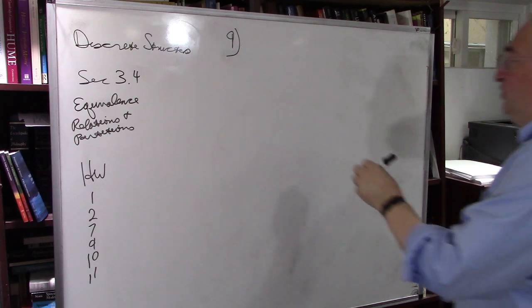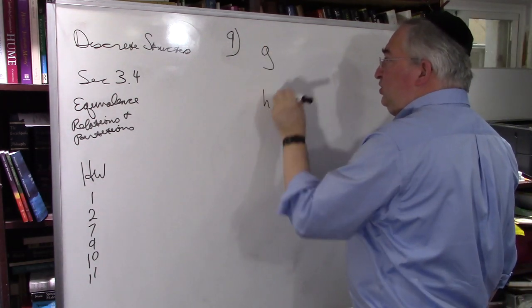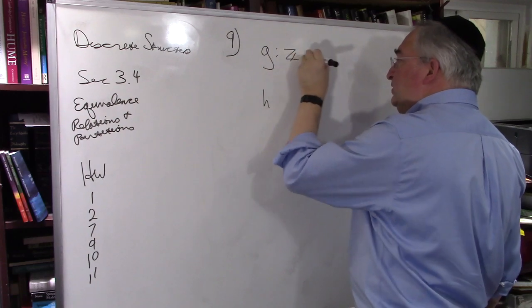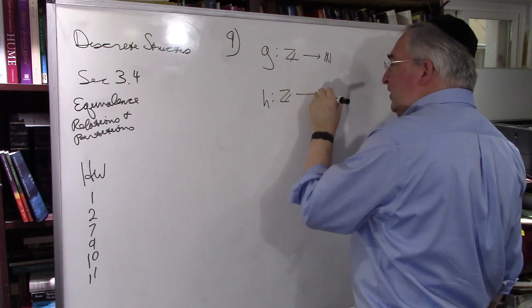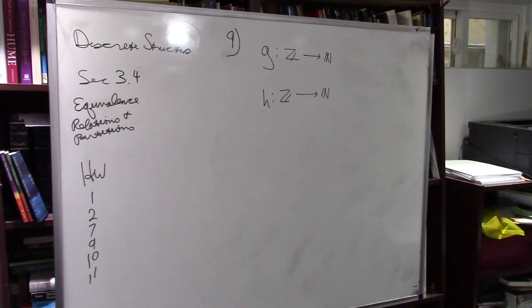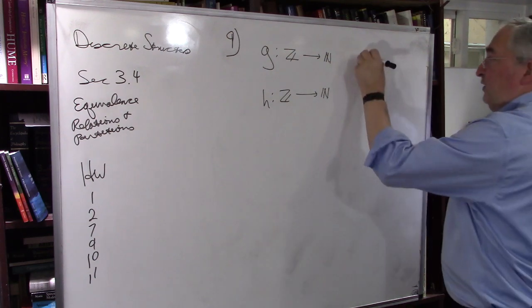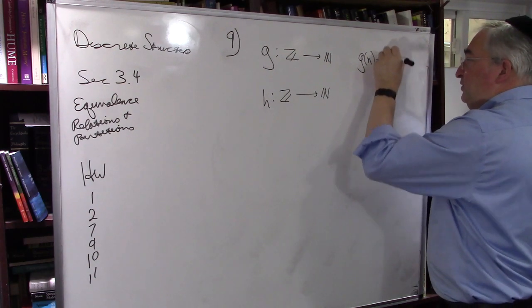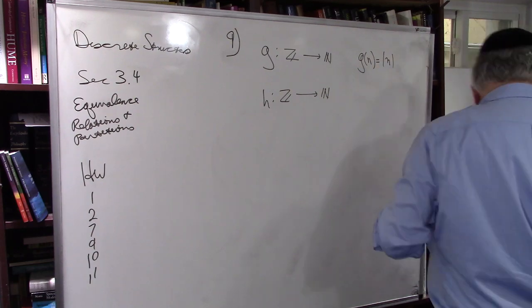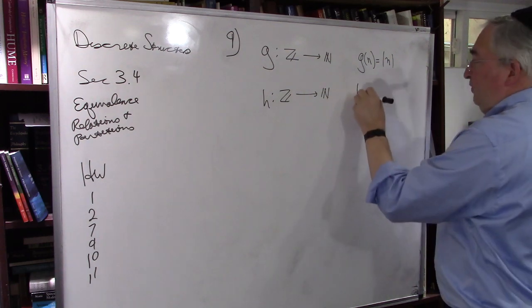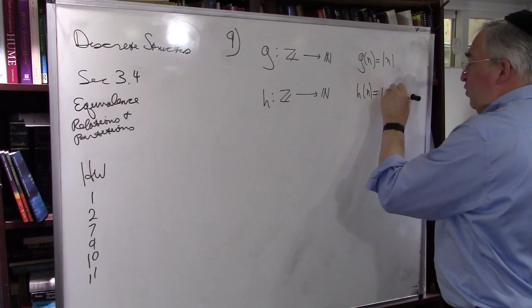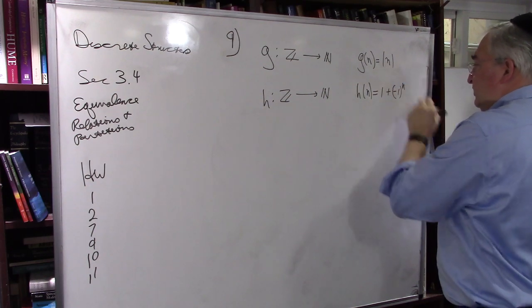Number 9. We're up to number 9. We have two functions, g and h. They both go from Z to N. How are they defined? g of n is equal to the absolute value of n. Next, h of n is equal to 1 plus (-1) to the n.